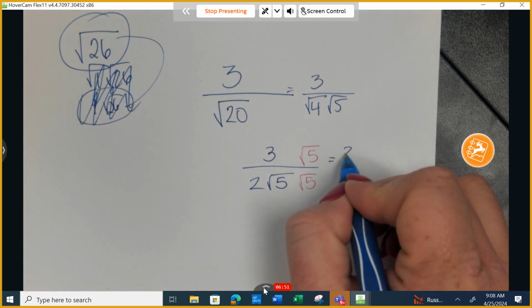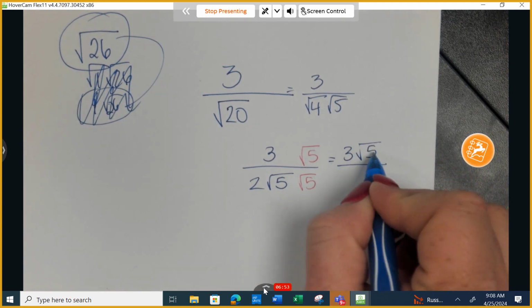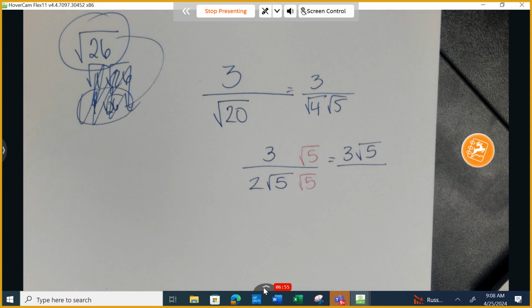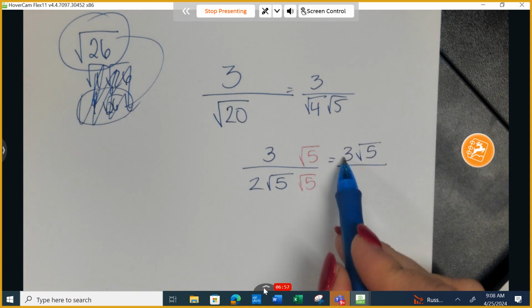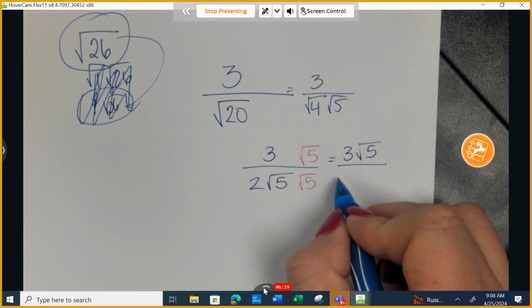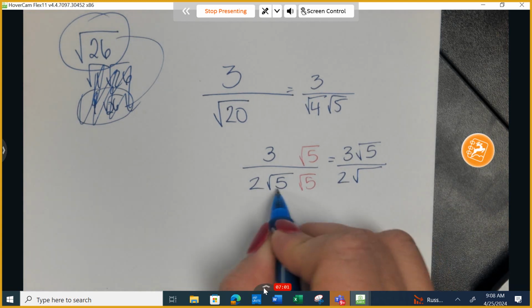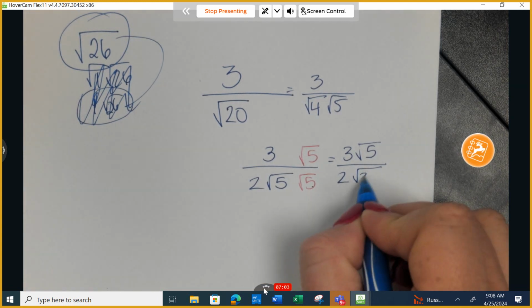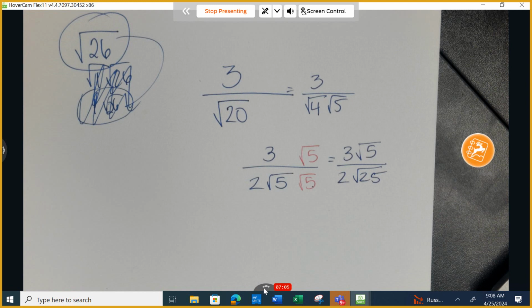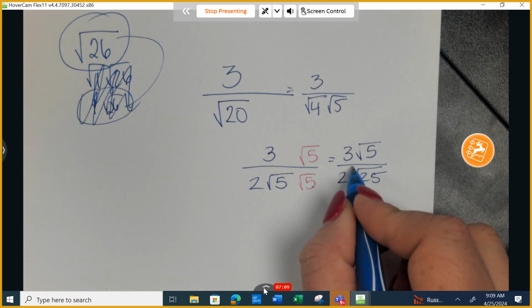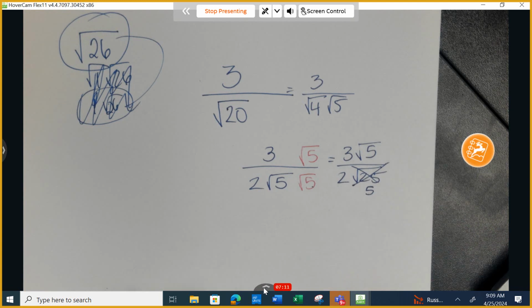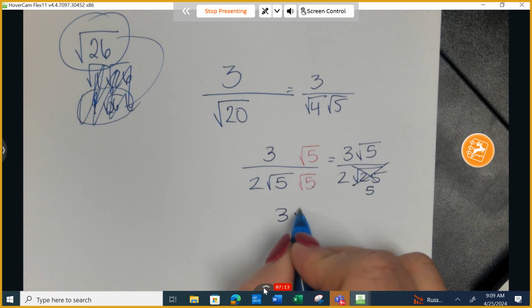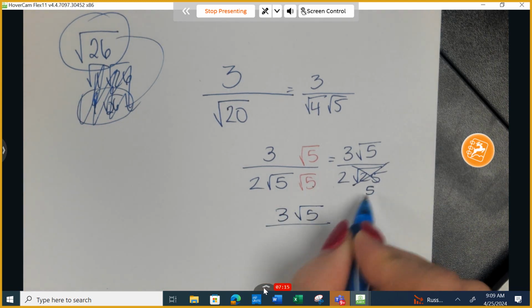So now I have 3 square roots of 5. They can't be combined. It's not like the square root of 15, because they're not both in square root form. Now on the bottom I have 2 times, these are both square roots, so 5 times 5 is 25. The square root of 25 is 5. Now I have 3 square roots of 5 over 2 times 5, which is 10.